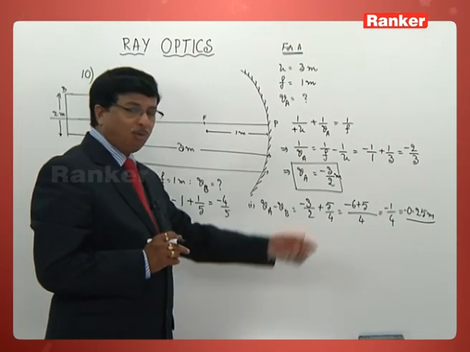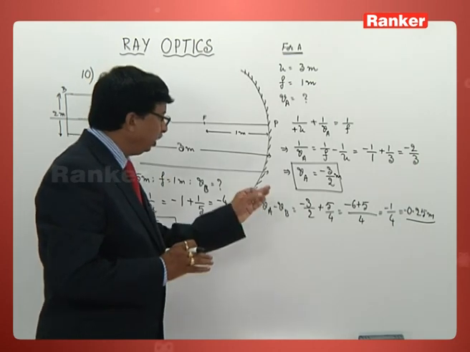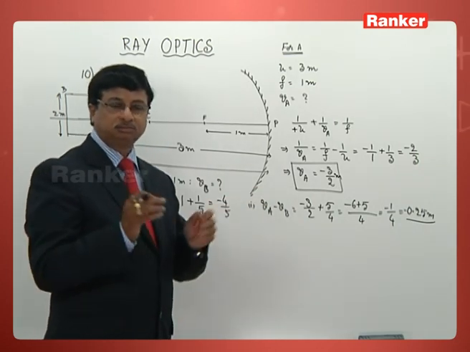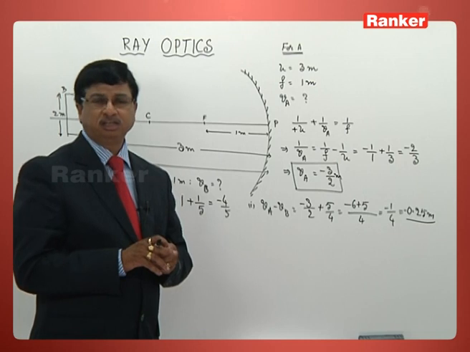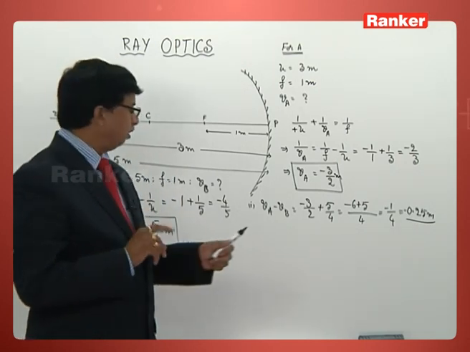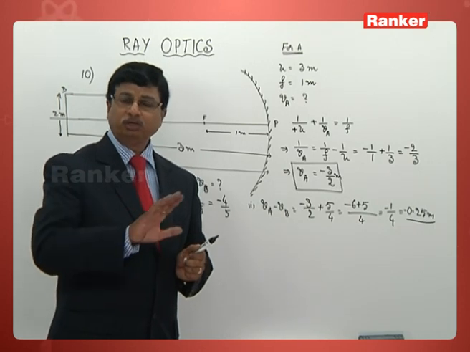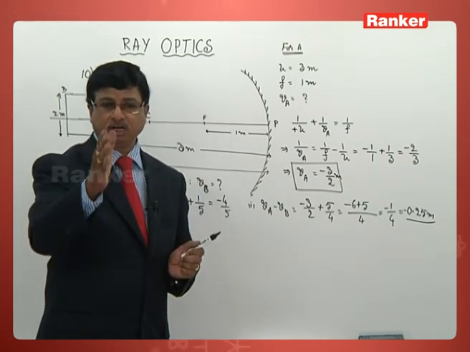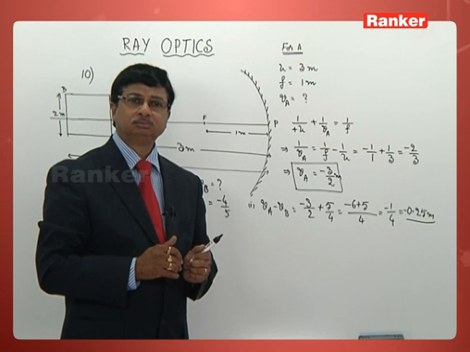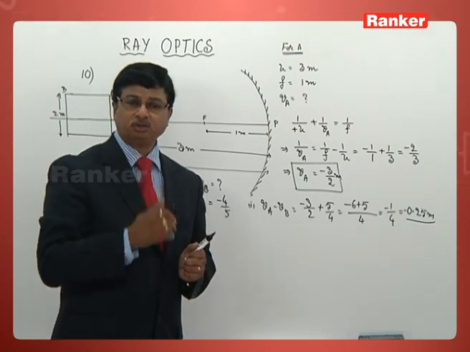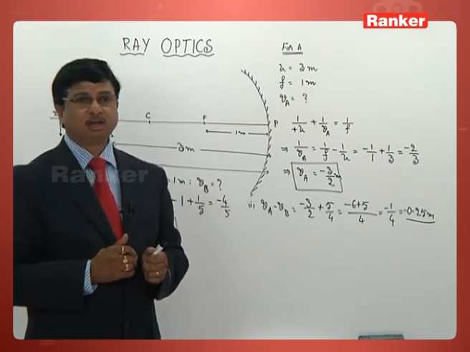What is its value I have got? Minus 0.25 meter. In reality, after completing the first part of the calculation, you need not work out the other two according to this problem. What is the reason? You just look at those four options given.